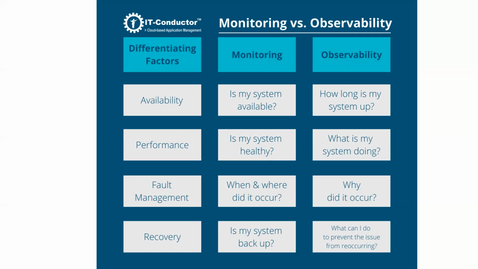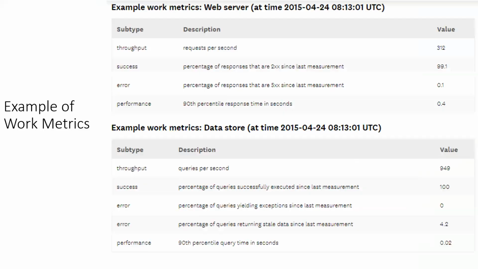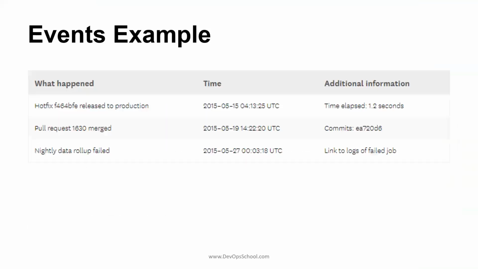Fault management: monitoring will let you know when and where it occurred, but observability lets you know why it occurred. In terms of recovery, monitoring will tell you whether my system is back up, but observability lets you know what I can do to prevent the issues from reoccurring. So these are the primary differences between monitoring and observability. Metrics we understand, so I'll skip this one.